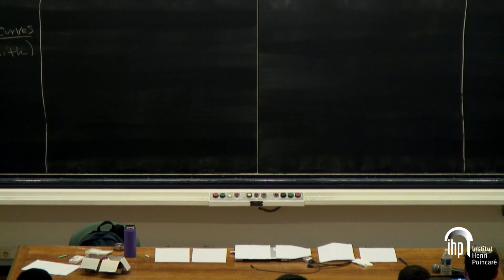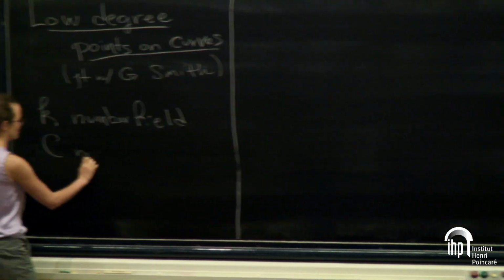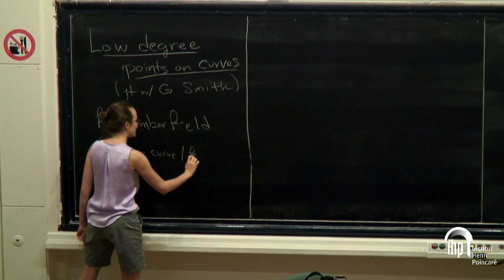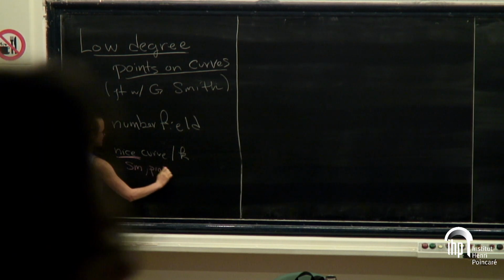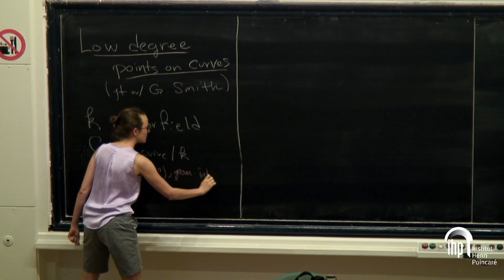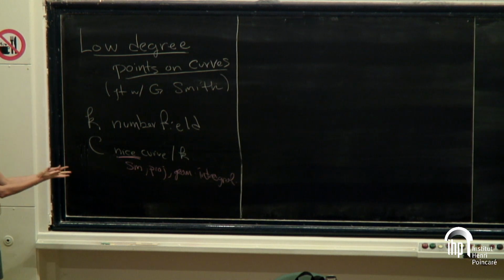Let me set up some notation about points so that we can define the sets that we're interested in. Little k is always going to denote a number field, so a finite extension of Q. And then C is going to be a nice curve over k in the sense of the previous talk. So this is smooth, projective, and geometrically integral. And I probably don't need to tell this audience that these are all very natural things from the point of view of rational points. If we don't have one of these things, we can reduce to something smaller or to one of these cases in a natural way. So we're going to assume this.